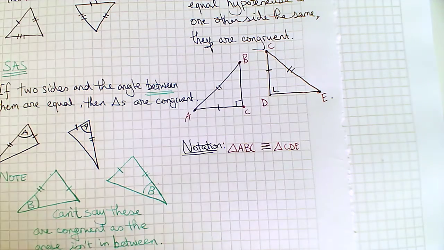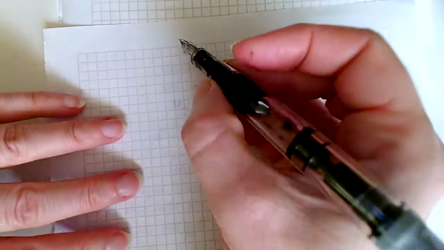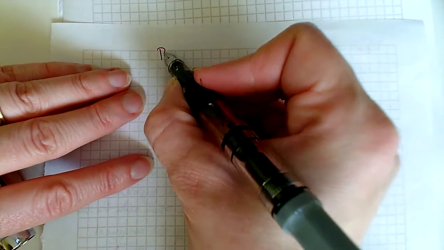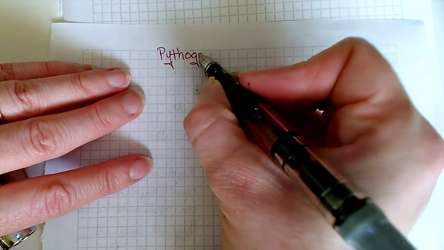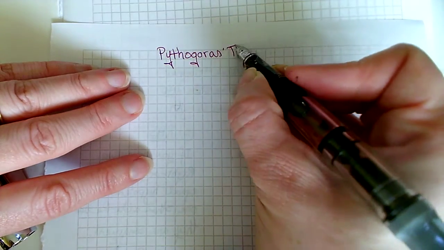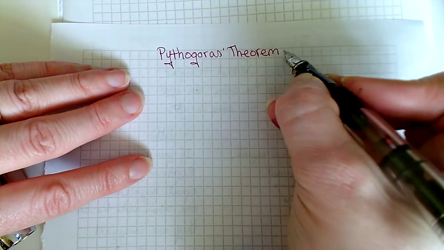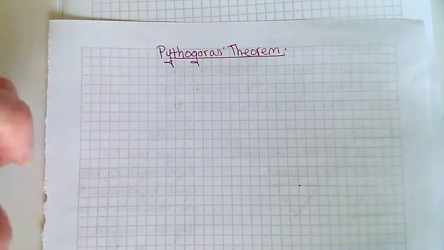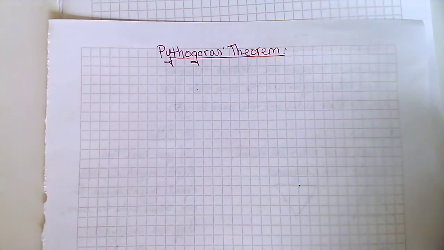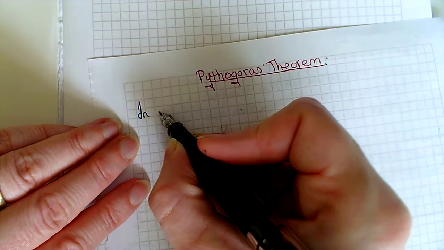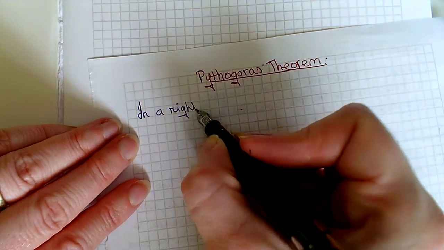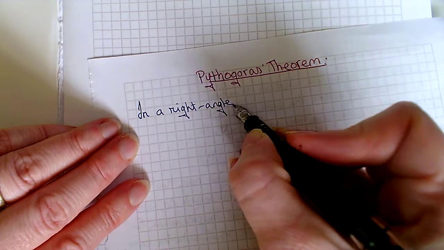Okay, there's one more thing I want to quickly do before I give you your homework, and that's just to remind you about Pythagoras' theorem. Of course, you've been using this when you did trigonometry, and you've been using it since second year probably. Pythagoras' theorem states that in a right-angled triangle, the square of the hypotenuse is equal to the sum of the squares of the other two sides. So in a right-angled triangle, Pythagoras' theorem doesn't work for non-right-angled triangles.